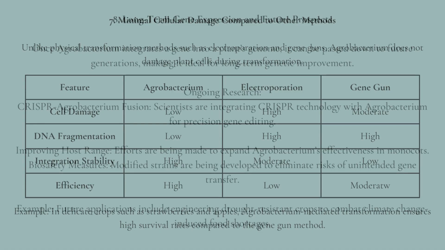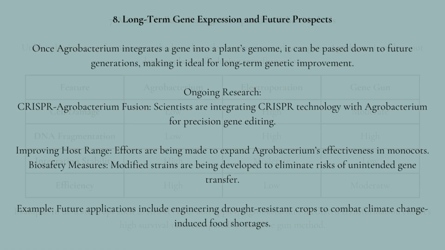And lastly, we see long-term gene expression. Agrobacterium enables long-term gene expression by integrating DNA into a plant's genome, allowing traits to be inherited. The ongoing research is about CRISPR-Agrobacterium fusion for precise gene editing and expanding its effectiveness in monocots. Also, developing safer strains to prevent unintended gene transfer. For example, the future applications include engineering drought-resistant crops to address climate change.